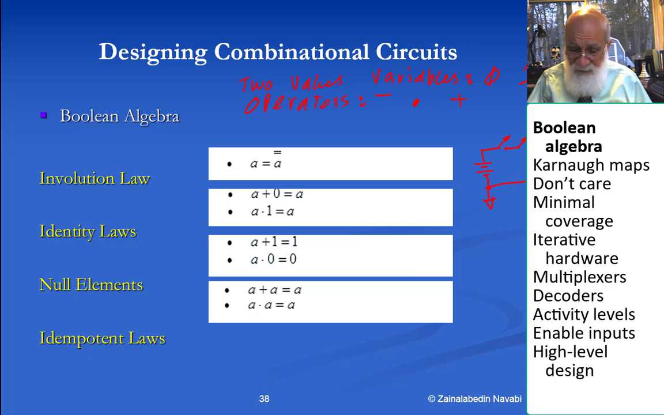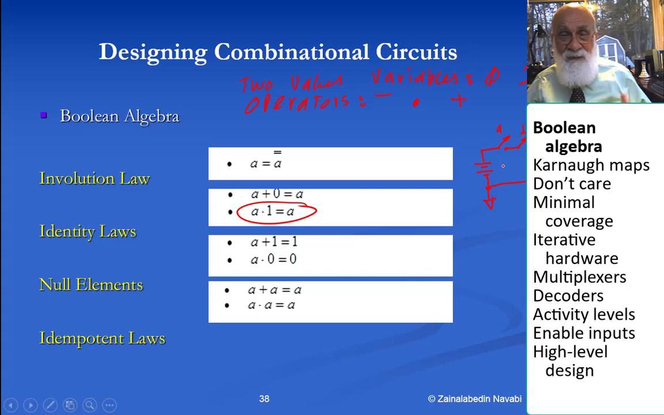So if I have a switch A ANDed with a switch, I'm talking about this one over here now, ANDed with a switch that is always a 1, that means always conducting, then it means that that one switch doesn't really matter, and the result is just that A switch. So A AND with 1 is A.